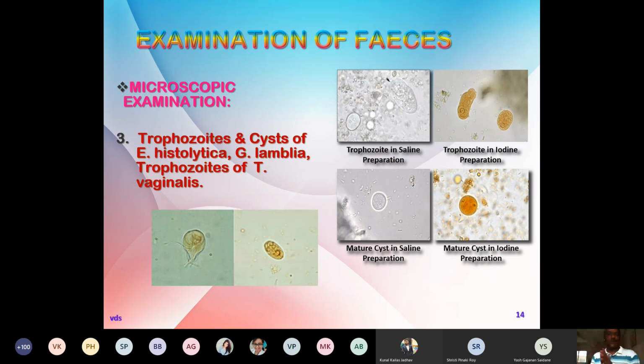Then, here I have shown some of the important ones in saline and iodine preparation. Trophozoites of Entamoeba histolytica are on the top in saline preparation and iodine preparation. On the left side, I have shown on the lower side the trophozoite of Giardia and the cyst of Giardia. You can see that the internal glycogen mass of the cyst is very prominently stained by iodine. Even we can observe the trophozoites of Trichomonas vaginalis when we study the infected stool specimen.